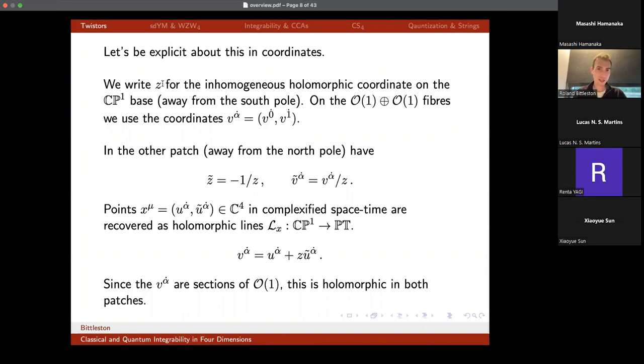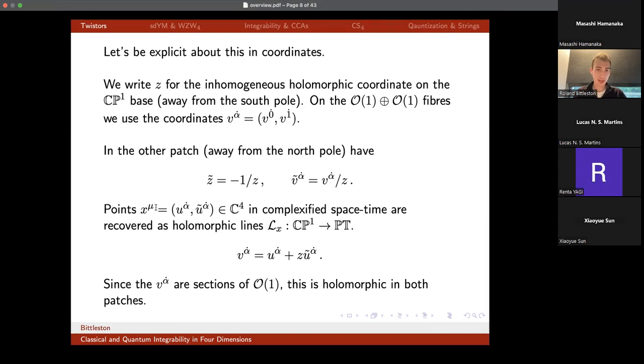The coordinate Z is an inhomogeneous coordinate on this CP1, which is acted upon by left-handed rotations. And so Z transforms under Möbius maps under that left-handed SU(2). In the other patch, away from the North Pole, we have these other coordinates, Z tilde and V tilde, which are related to Z in the following way. Of course, this is fairly standard, but crucially, these V's, because they take values in some non-trivial vector bundle over the P1, get a factor of 1 over Z when we go from one patch to the other.